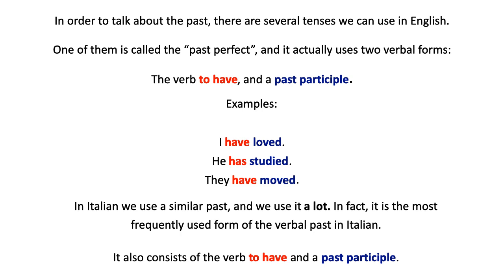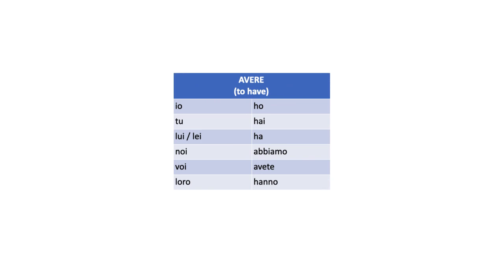So, in order to learn how to use passato prossimo, this form of the past in Italian, we actually have to do two things. First, look at to have in Italian, and then look at past participles. Luckily, to have in Italian, we already know by heart, don't we? I really hope we do. How do you say to have in Italian? You say avere. And that, I hope you recall, is one of the very first verbs we did this semester. It is an irregular verb, so I requested that you memorized it, right?